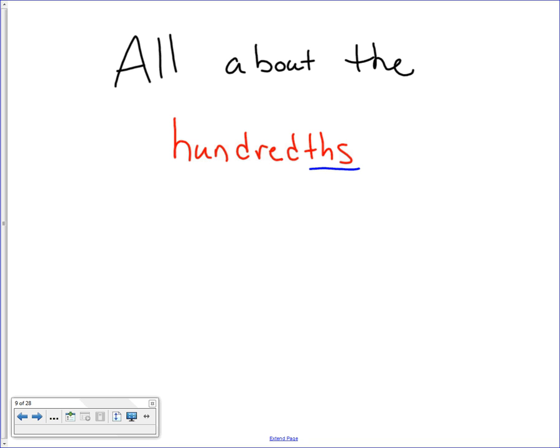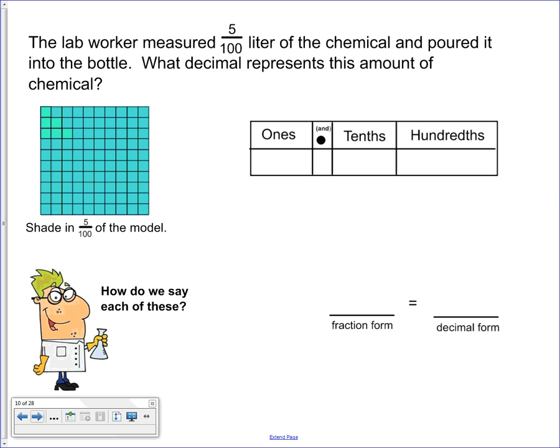Okay, this is our second video. It's all about the hundredths. Now notice the THS there, not hundreds, it's a different place. Hundredths this time. So the lab worker measured 5/100ths of a liter of chemical imported into the bottle. What decimal represents this amount of chemical?